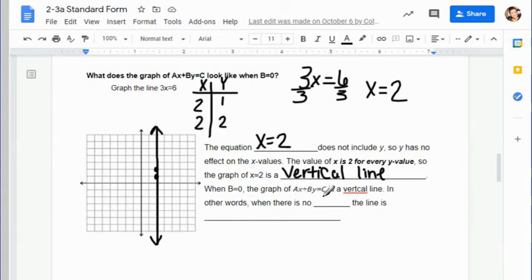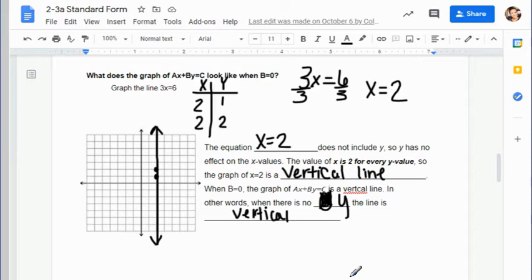So the rest of this, when there is no x, the line is vertical. Oh yeah, I was reading the top one, sorry. When there's no y, the line is vertical. Okay.